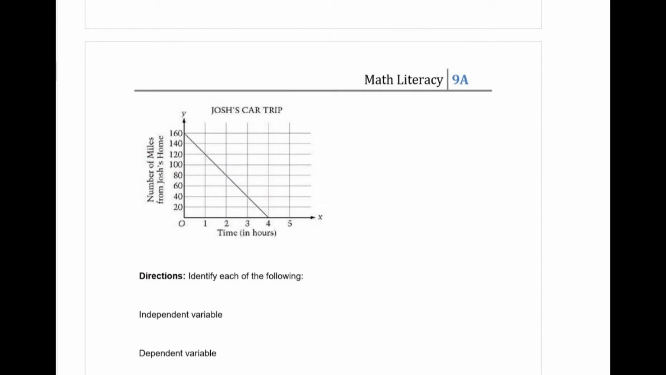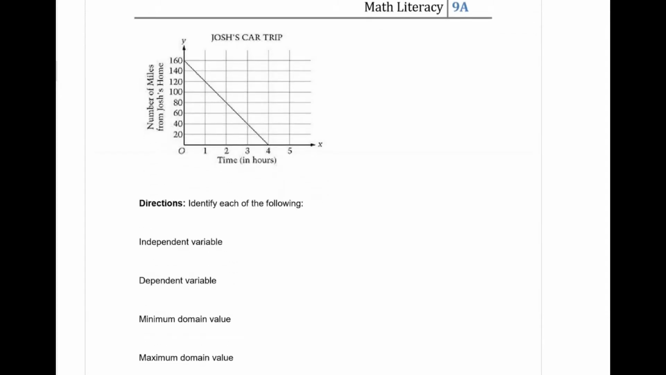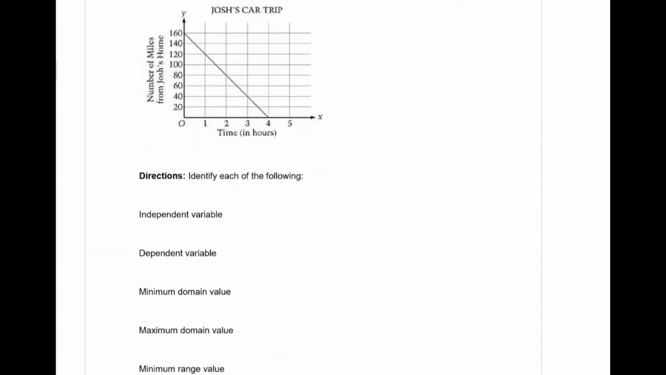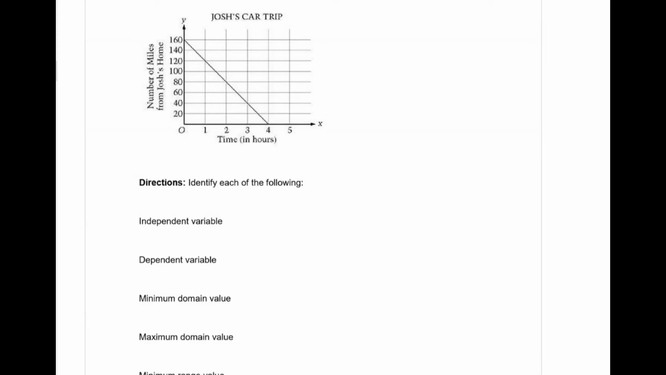Okay, the next graph says Josh's car trip. And the horizontal axis is the time in hours, and the vertical axis is the number of miles from John's home. So the first thing we need to do is identify the independent and dependent variable, and then we're also going to find the minimum and the maximum values for my domain and range, and we're going to describe the relationship shown. So I want you to pause the video and see if you can figure all of that out on your own.